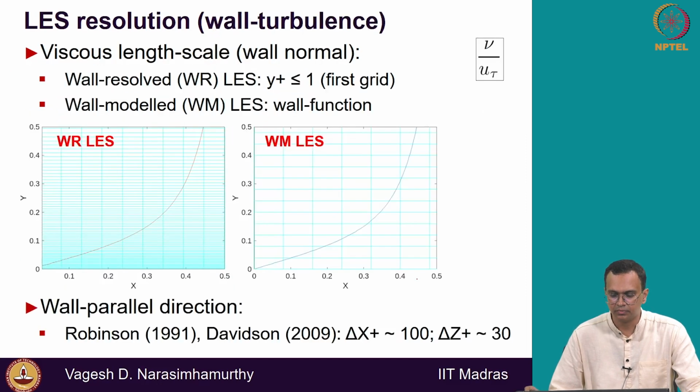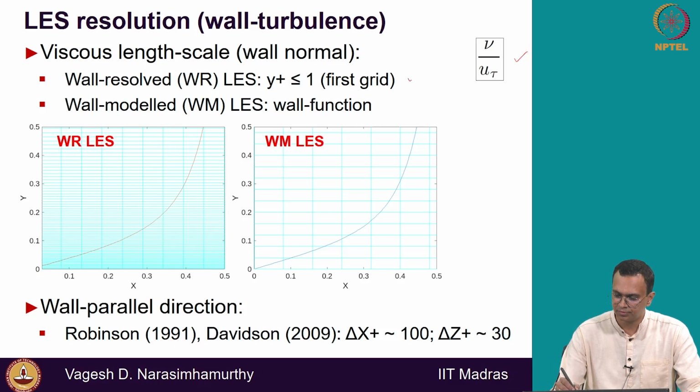Yeah, so if you have wall turbulence, of course you have the advantage of the viscous length scale, that is your nu by u star, right? So that viscous length scale can help you to determine what you need, and depending on whether you are resolving the wall or not, we have what is called WR LES, WM LES. So essentially WR is wall resolved, that means very similar to your low Reynolds number formulation, that means you are going to capture all the way to the wall, right?